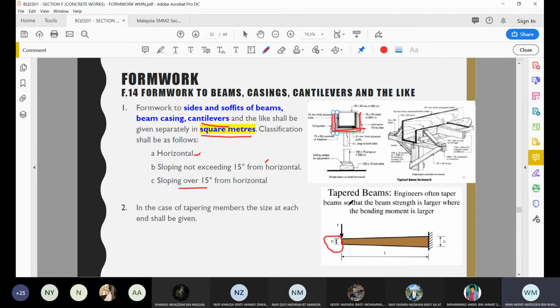Okay. Di sini, engineers often taper beams so that the beam strength is larger where the bending moment is larger. Ni structure lah. Kalau tengok kat sini, ketebalan di kawasan ni dan kawasan ni tak sama. So dia akan jadi tapering ni. Okay. So in the case of tapering members, the size at each end shall be given. So kita perlu state this end and this end punya size. Okay.